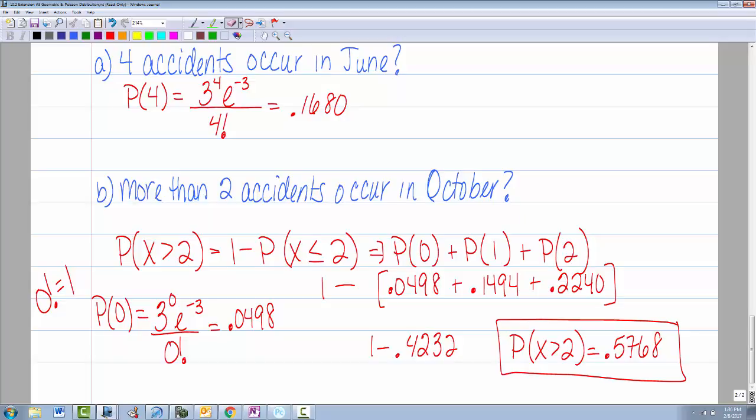You have to do 1 minus 2 or less, the opposite, the complement, if you will. And then all they did is show you 3 to the 0, e to the negative 3, over 0 factorial. Here's another instance where 0 factorial has to equal 1 for another formula to actually work, just like permutations and combinations. And I told you that. All right, and then this is when you plug in 1 into the formula, and when you plug in 2, you can check that yourself. I'm done.